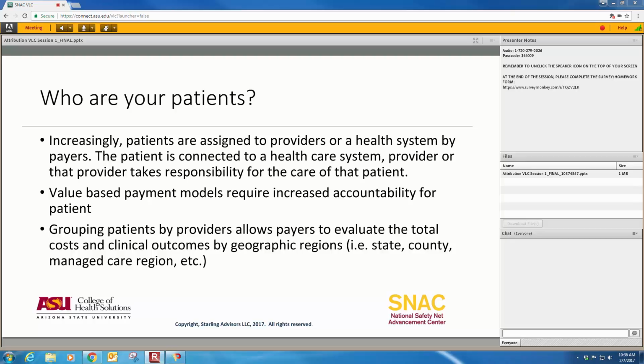It's not drastically different than the gatekeeper model we saw in the HMO world, with some very different expectations in terms of quality and outcomes, which we'll be discussing throughout the course of this learning collaborative. Value-based payment models, generally speaking, with very limited exceptions, really do require the ability to link direct accountability for an individual patient or population of patients to an individual provider or group of providers that are working together. And by grouping these patients by provider, it allows payers to evaluate things like the total cost of care and clinical outcomes in a given area.